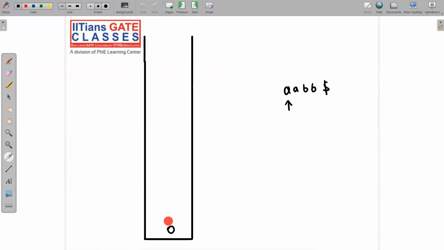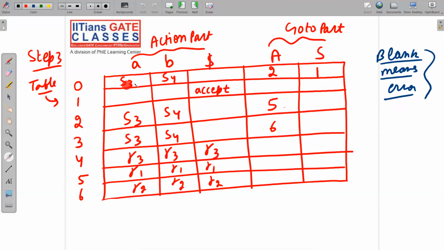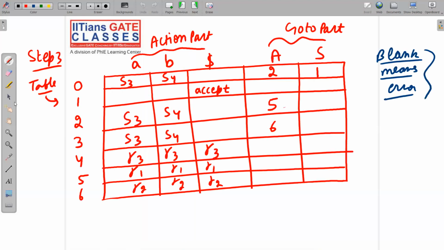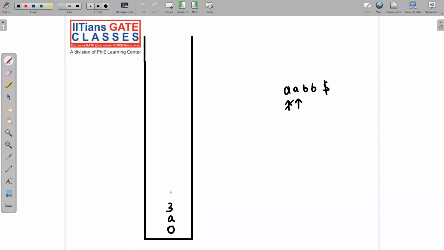Initially we have 0 state in our stack, and A is read from the string. So what we will do, 0 on A, S3. S3 means A is pushed onto the stack and 3 is also pushed onto the stack. Look ahead will move one symbol to the right. Then 3 on A means S3. So again A is pushed onto the stack and 3 is pushed onto the stack. Look ahead will move one symbol to the right. In case of shift move, look ahead will move one symbol to the right. In case of reduce move, it will not move one position to the right. I hope you remember all these things. I have done this in the previous class itself.